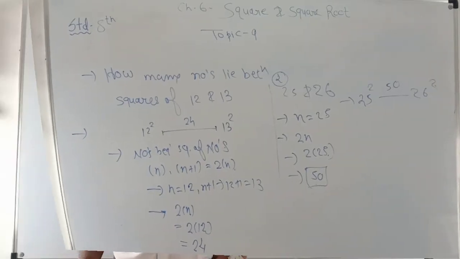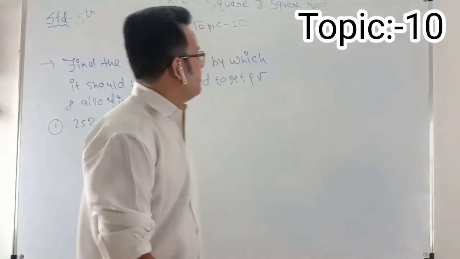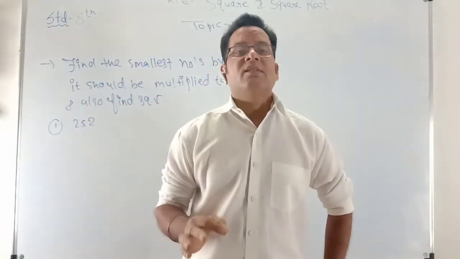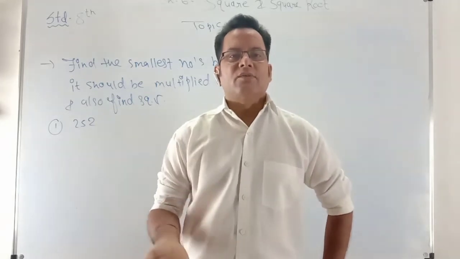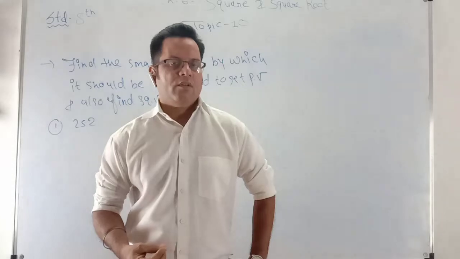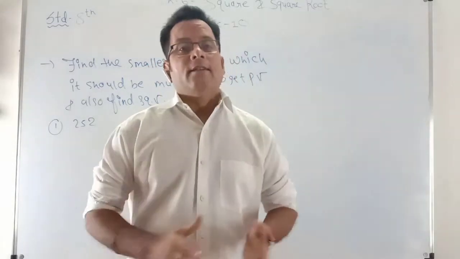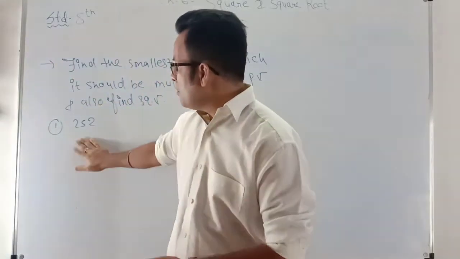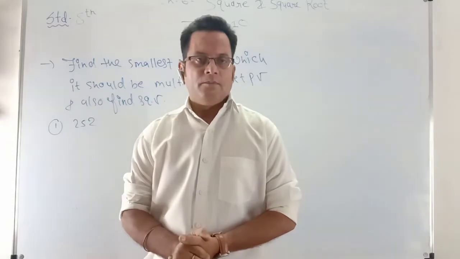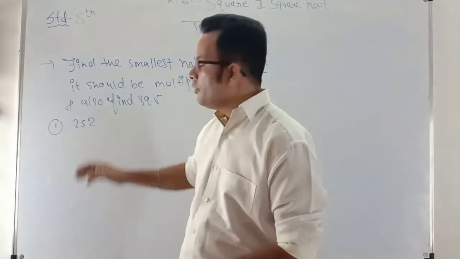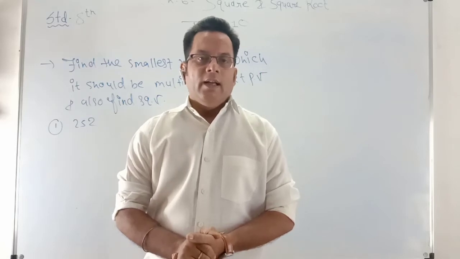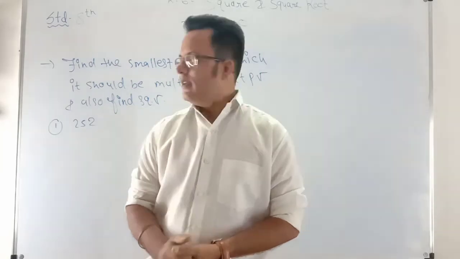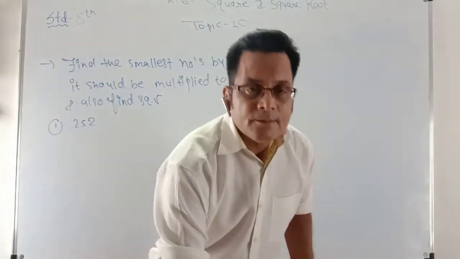And students, now topic number 10. You can see here, find the smallest number by which it should be multiplied to get a perfect square, and also find the square root. You see students, here written find the smallest number. This means the given number is not a perfect square. And we know very well, because at the unit place 2 is given, and if it is a perfect square, there should be 1, 4, 5, 6, 9 or 0 at the unit place, and here 2 is given. So let's make the factors.